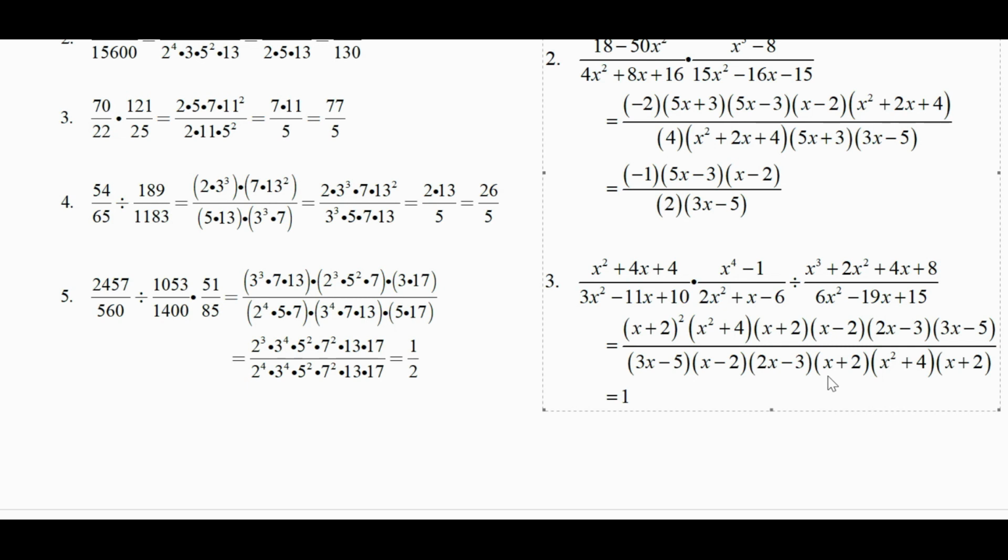Wait a minute. No, that looks like that's wrong. Let me make sure. That's right, that's right, that's right. Looks like we have 3 x plus 2's in the top, so I think the answer should be not 1, but x plus 2. Let's keep going. 2x minus 3's cancel, the 3x minus 5 cancels, the x minus 2 cancels, x squared plus 4 cancels, but there are 3 x plus 2's, and here I only have 2 in the bottom. So the answer is x plus 2.